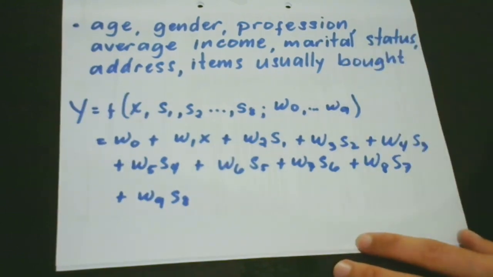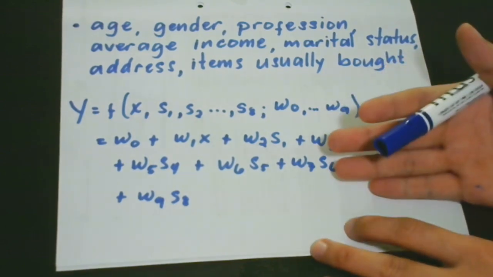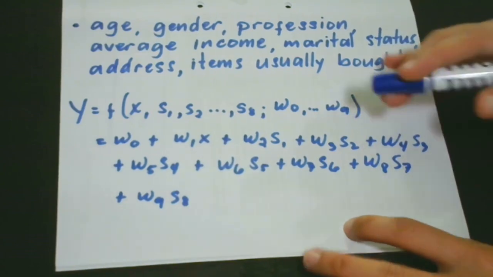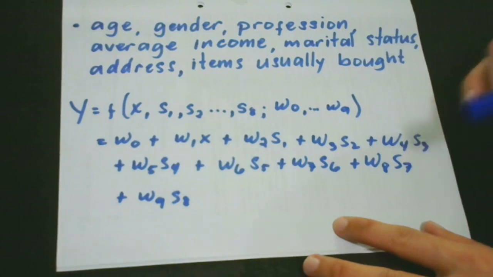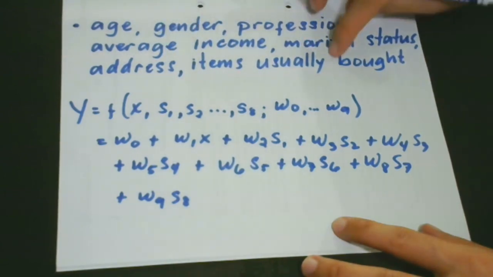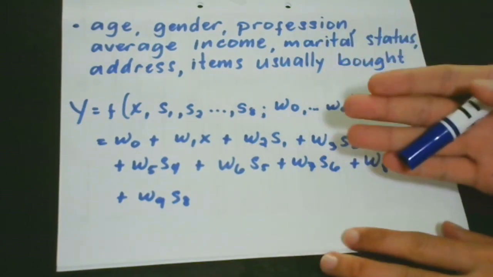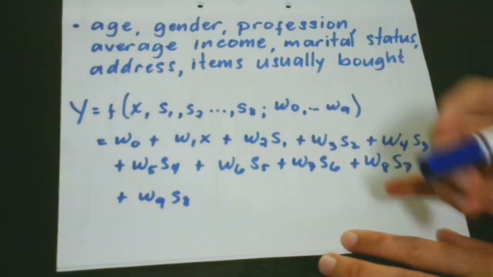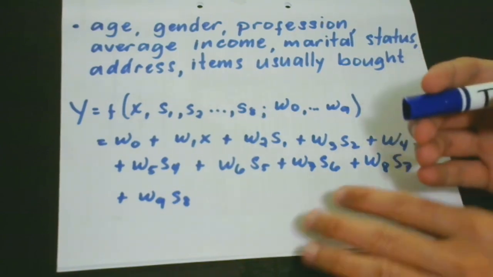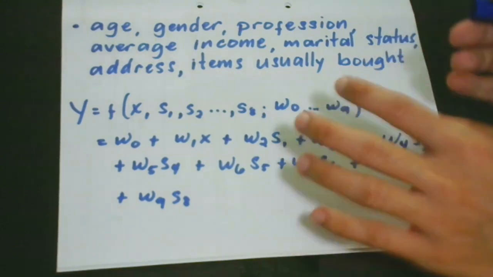In this case, the best thing to do is to consider each client or customer. Each client is considered a data point, and then we are going to assign attributes for each one. For example, for each customer, we have age, gender, profession, the average income, the marital status, the address, and the items usually bought. Of course, if you would like to add more, you can. No one is stopping you from doing that. If you would like to use other data, that is also very acceptable. We are just considering here sales data.